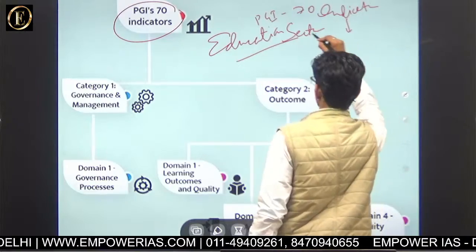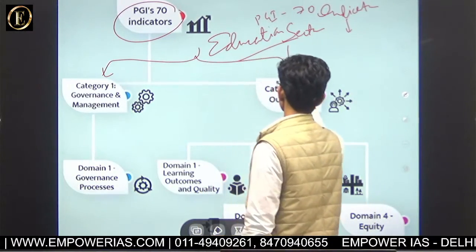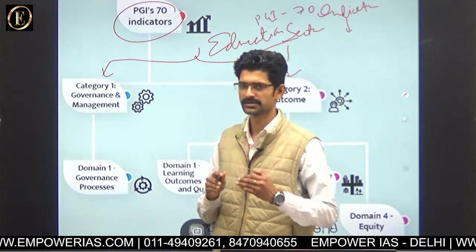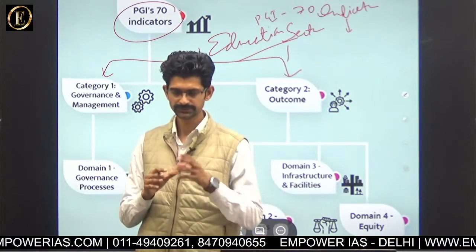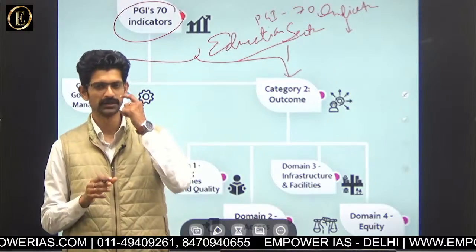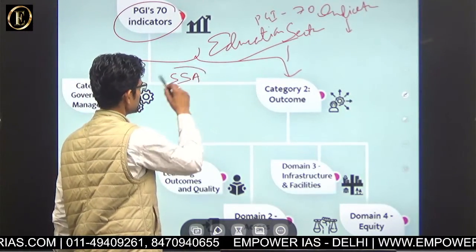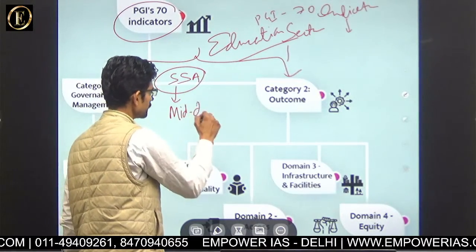Now this indicator categorizes the governance, management and outcomes of education. So how the Government of India and the state education departments manage educational policy in order to provide education in terms of Sarva Shiksha Abhiyan, and for this we have the Midday Meal Scheme.